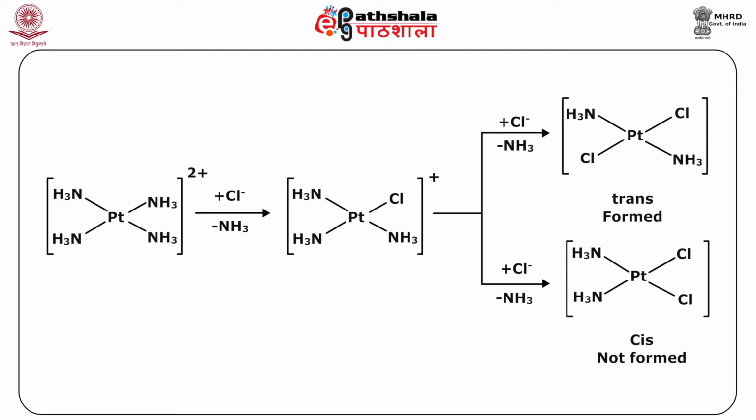Now let us have the reaction of this triammine monochloro complex with another unit of chloride anion. So what will be the product? See, it was found that the trans product was favorable, meaning the second molecule of chlorine attacks trans to chlorine. So in this case the trans product is favorable, not the cis product.